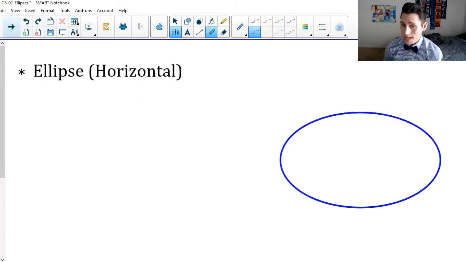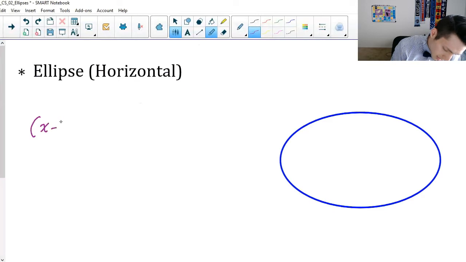Okay, we have two different types of ellipses. The first is a horizontal ellipse, where it's elongated horizontally. And that equation is this.